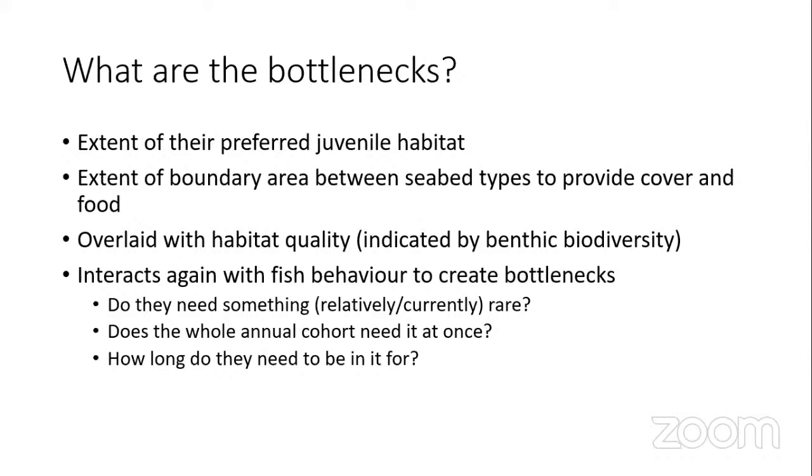Obviously bad if you need to try and jam everything in. Everyone needs to be there at once. And how long do they need to be in it for? Obviously more of a bottleneck if you need your whole cohort to be sharing the same habitat for a long period.